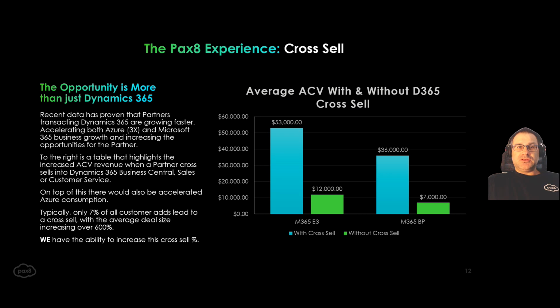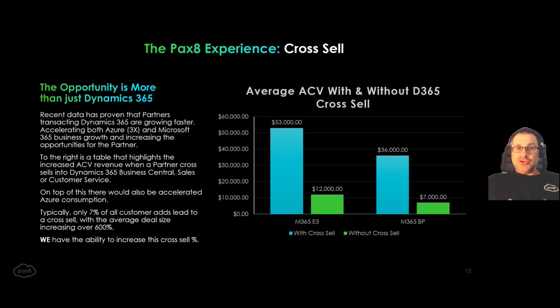But as soon as we start talking about adding Dynamics 365 to the conversation, these simple licenses, I shouldn't say simple, these licenses that most MSPs have been focusing on stay pretty low because there's not deep engagement with the customer. As soon as you start conversing with your customer around Dynamics, these average contract values increase dramatically. So, for example, it's a 3 times increase in Azure spend if you start discussing Azure. Same with Dynamics. Typically, 7% of all customer adds lead to a cross-sell with an average deal size increasing over 600%. I got that right the first time.